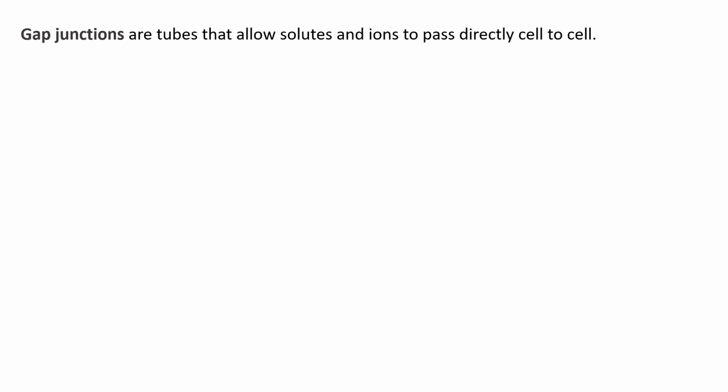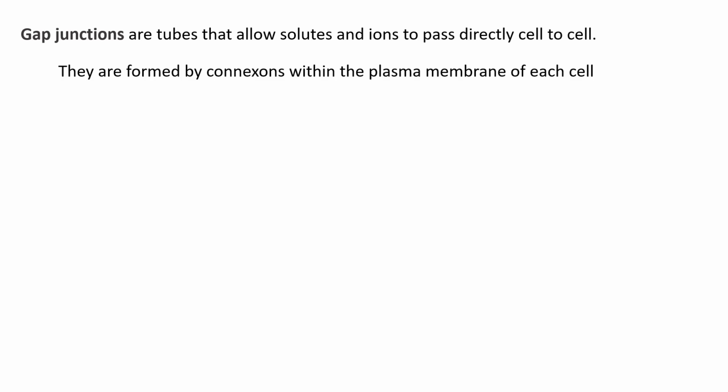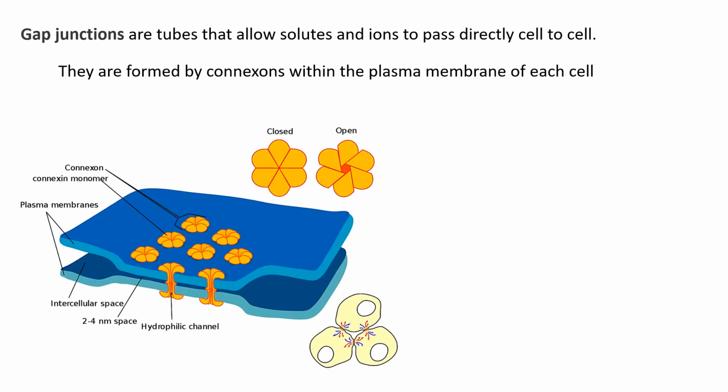Gap junctions, as we said, are like little tunnels. They're tubes, and they allow solutes and ions to pass directly cell to cell. They're formed by protein groups called connexons within the plasma membrane of each cell. So you can see there we have each of the two cells, top and bottom, have their own connexons.